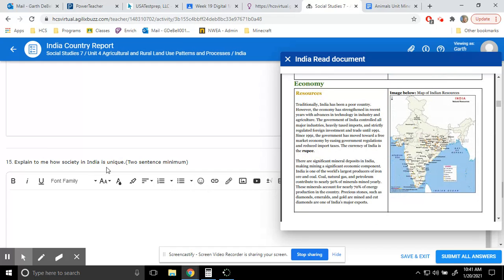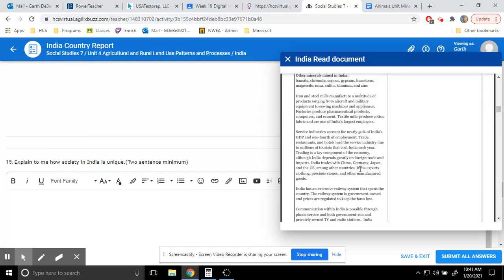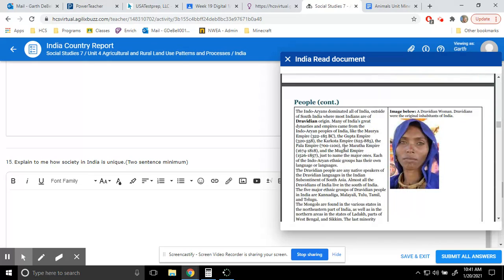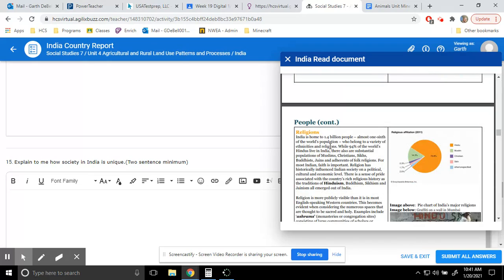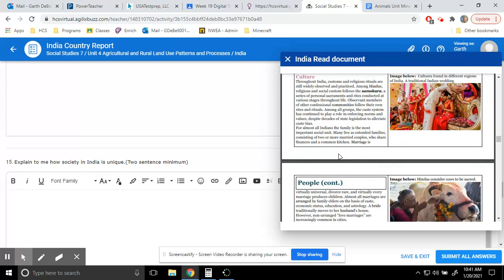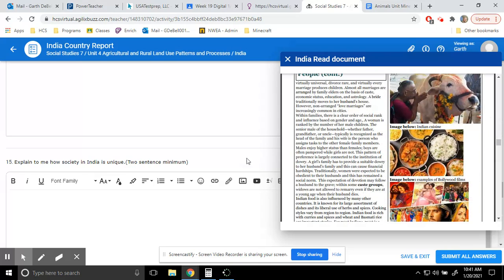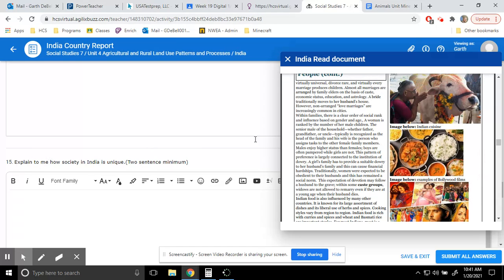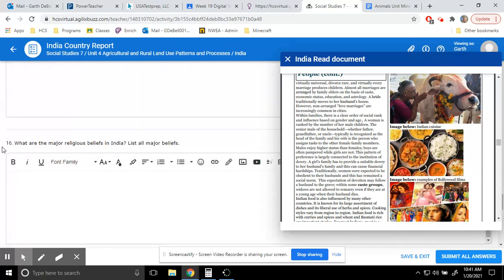So for India, when you're talking about society, you're going to want to look at the ethnic groups. You're going to want to look at the language, religions, and culture. Those are the sections that you want to look at. And this question takes quite a lot more to do than some of the other ones. That's why I always say you should read the read before you start on these questions, because this is one of those questions that takes almost the entire read to really understand what it is you're supposed to put.